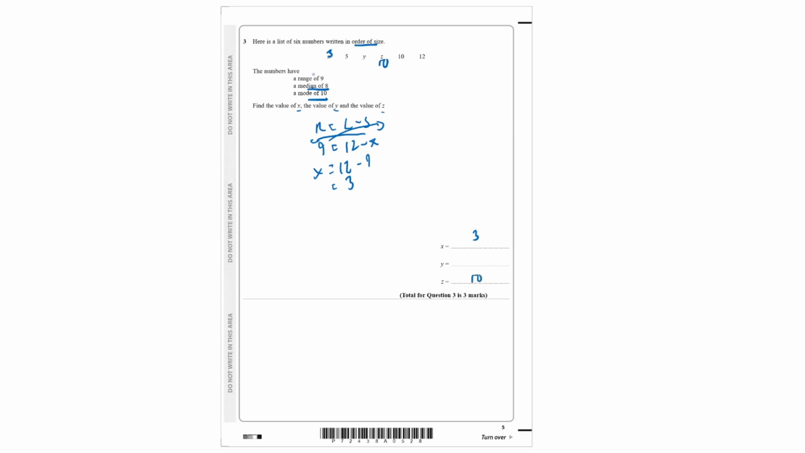The median is the middle two combined and divided by 2. So we have y plus z divided by 2 is equal to 8. We already found what z was, so y plus 10 divided by 2 is equal to 8. We can multiply both sides by 2. This cancels out, times 2. Y plus 10 is equal to 16. Bring 10 to the other side, so we have y is equal to 16 minus 10, or y is equal to 6.